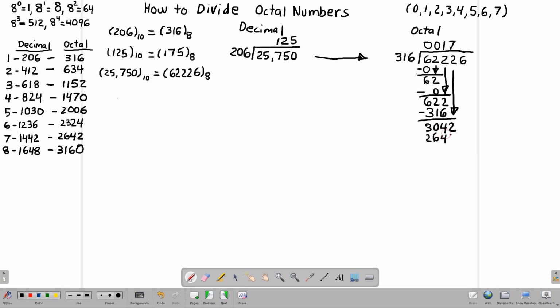2642. Then we subtract. So 2 subtract 2, you get 0. 4 subtract 4, you get 0. And we can't subtract 6 from 0. We're going to produce a negative number. So I'm going to have to borrow. So we should take 1 from the next significant column. That leaves a 2 here.